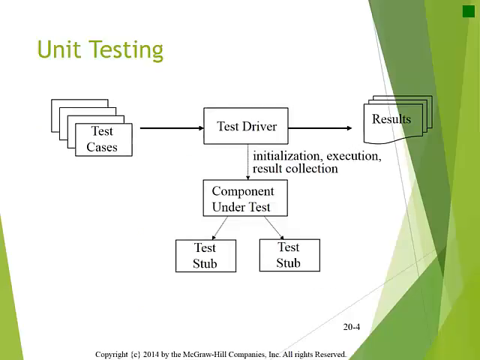The testing process begins with test cases that drive the test. The component under test is evaluated. Test cases are executed and the results are collected. Test stubs are used when the component under test communicates with unavailable components. After the tests are performed, the results are reviewed.